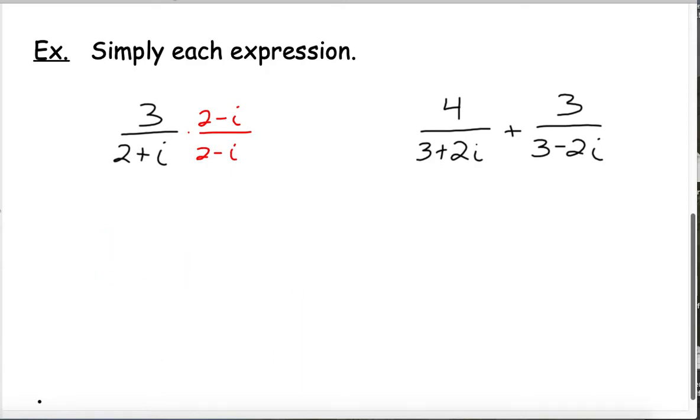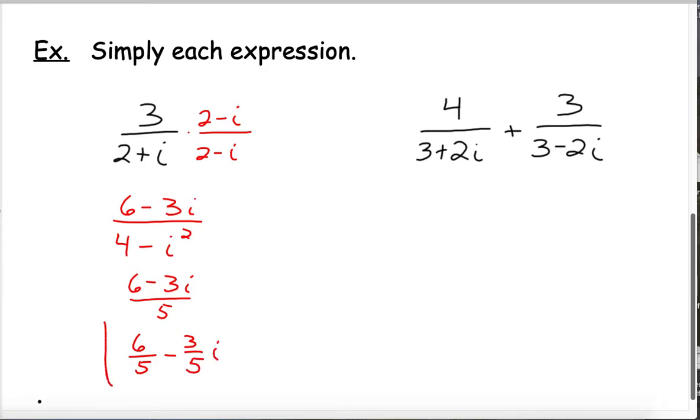Now, when you're solving an equation, you can multiply by anything you want, as long as you multiply both sides by that. But here we have to multiply by a form of 1. So now in the numerator, if I distribute the 3, I'll get 6 minus 3i. In the denominator, I'm going to get the difference of two squares, so I'll get 4 minus i squared. But i squared is negative 1, so 4 minus a negative 1 is 4 plus 1, which is 5. So we have 6 minus 3i over 5. Now that's not in standard form, so we need to split this into two fractions. So we get 6 divided by 5 minus 3 divided by 5 times i. And now we have it in standard form.